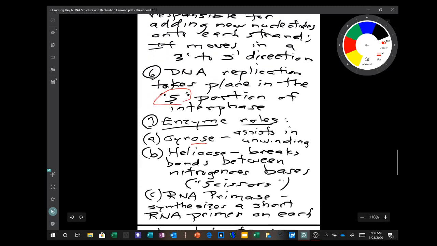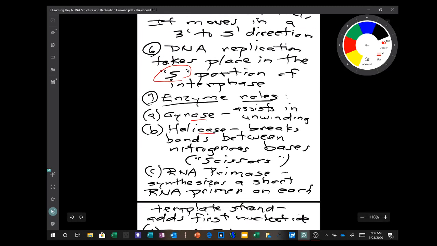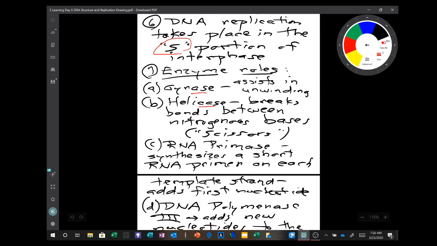The second one, the helicase, I call it the scissors. It actually cuts the bonds. These are hydrogen bonds between the nitrogenous bases. These bonds are firm enough to hold the bases together, but they're not so firm that they can't be broken when they need to be for replication and later on for developing proteins, as we'll see.